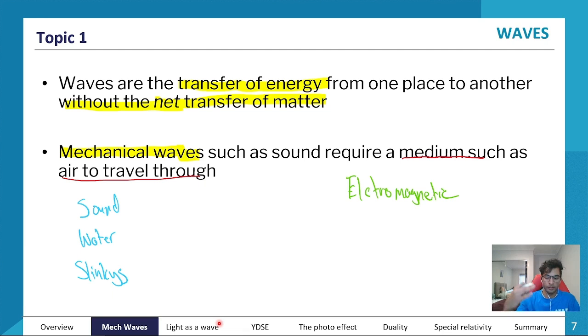Electromagnetic waves, on the other hand, are special because they don't need a medium. Electromagnetic waves are basically all of our light waves. If you've done it before in year 11, where we talked about the electromagnetic spectrum, that's basically all of our light waves, going from radio waves all the way to gamma rays, and that comes back in this lecture and comes back in unit 4.